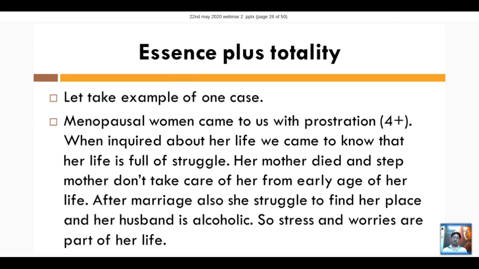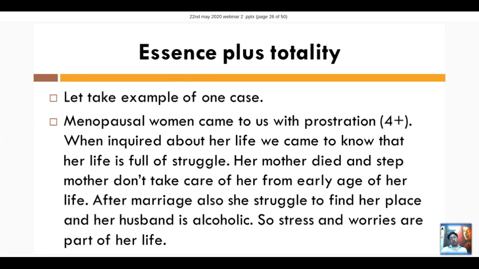means when we consider essence, it is pointing to the same remedy, and when we bring totality into the repertorization chart, it is also pointing to the same remedy. I'm giving you one example. For example, a menopausal woman came to us with extreme prostration, 4 plus.